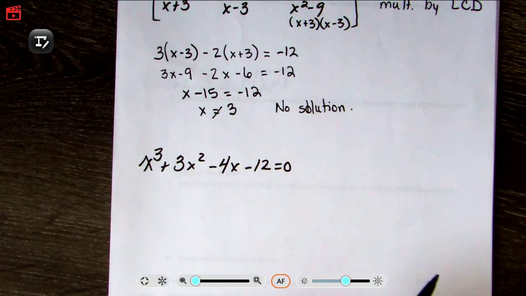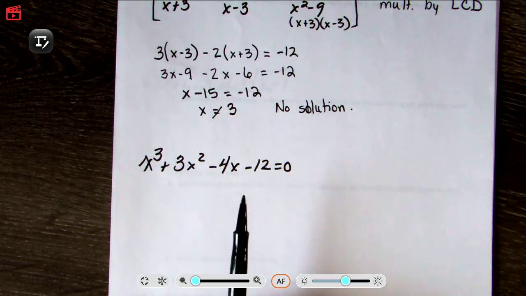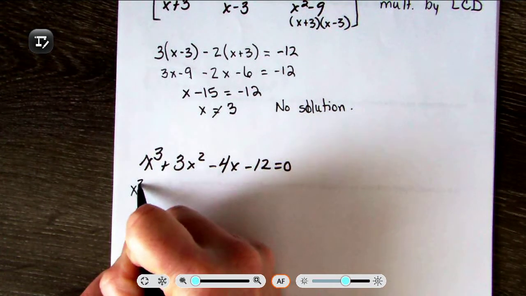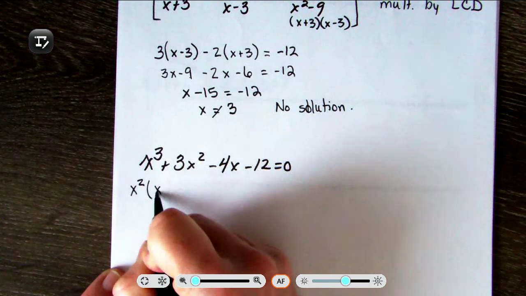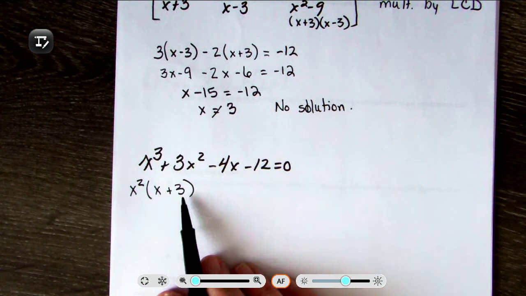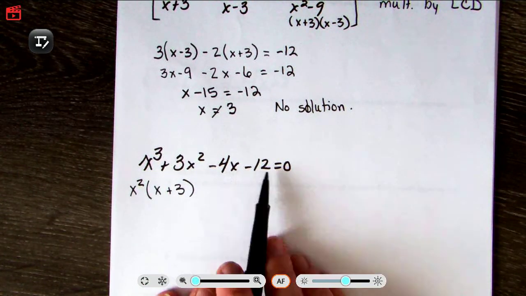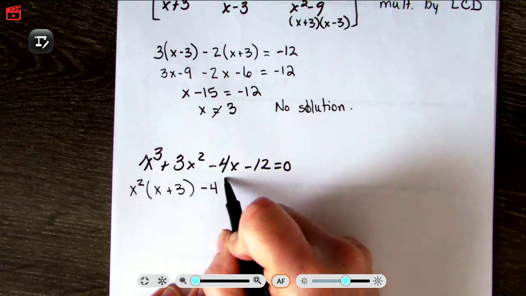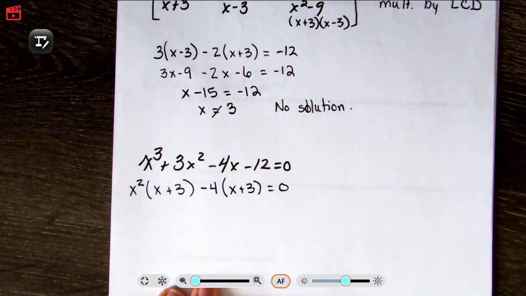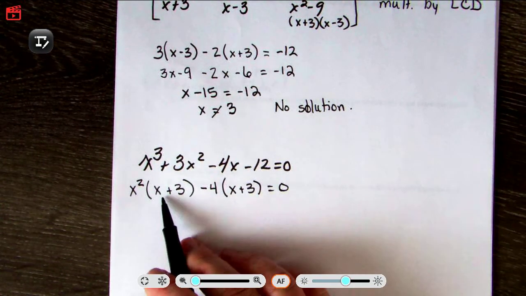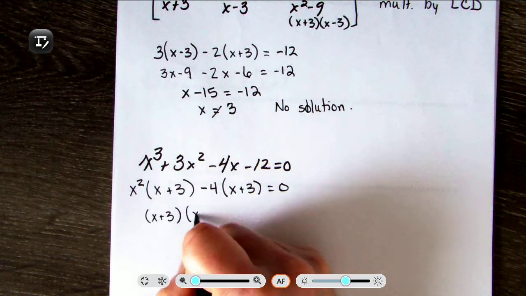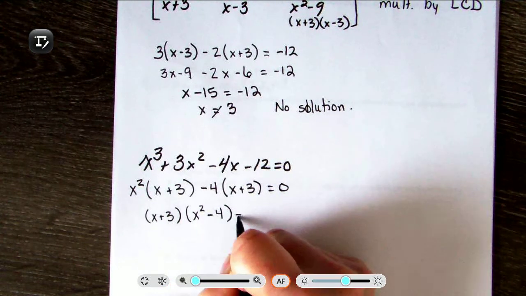So this one, when I see 4 terms, I automatically think factor by grouping. Out of these first 2, I'm going to pull out that x squared, and I'm left with an x plus 3. For my factor by grouping to work, I'm going to need that x plus 3 to show up. So I'm going to pull out a minus 4. And I do get that x plus 3 showing up. Pulling out now that x plus 3 common piece, I'm left with the x squared minus 4 equaling 0.